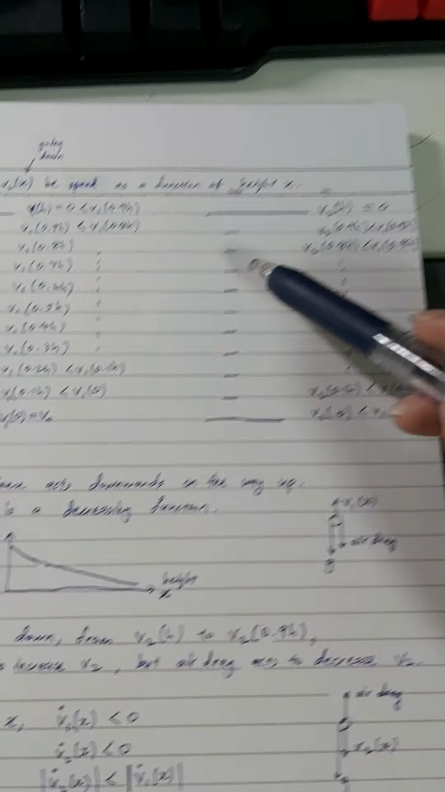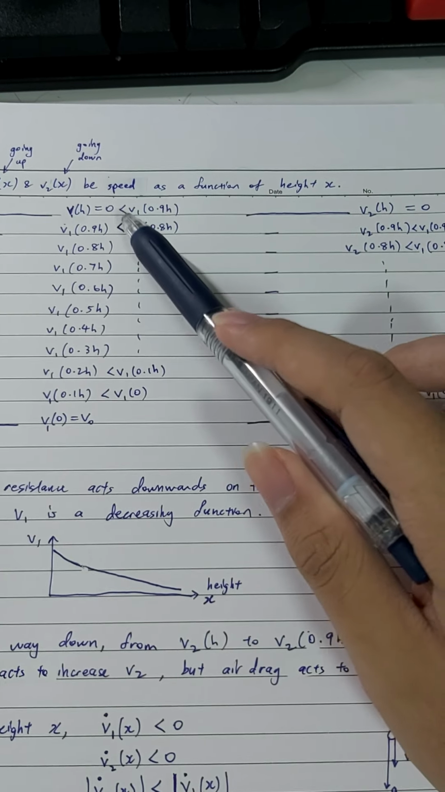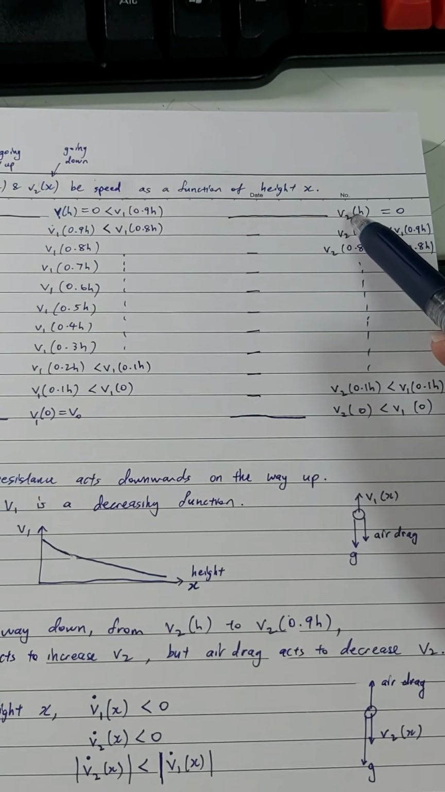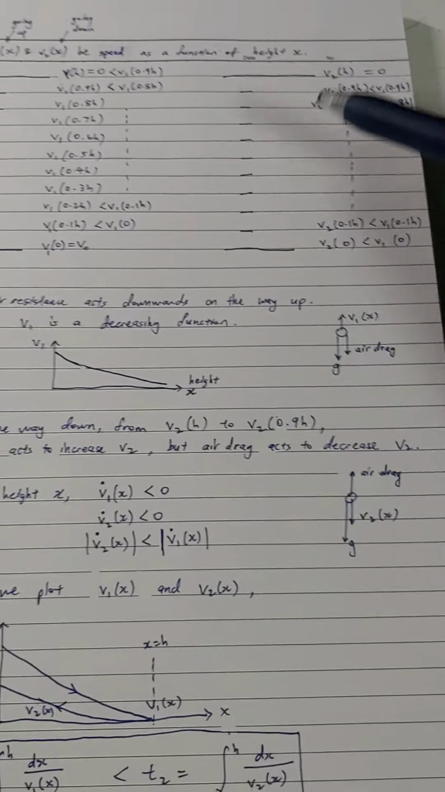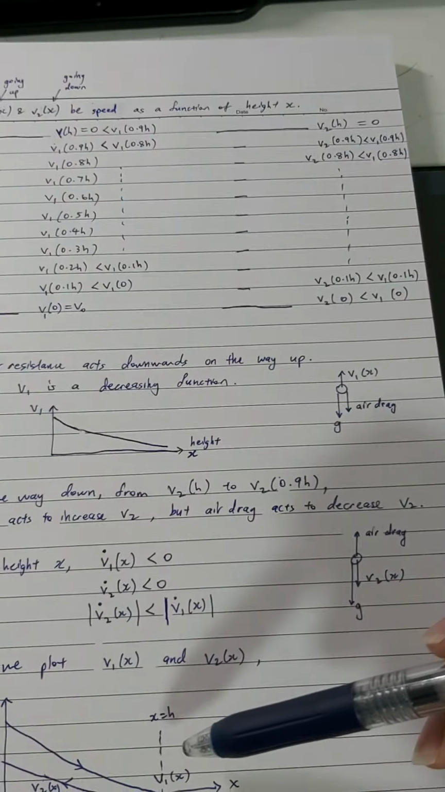This is because, let's start off from the top. We start comparing at the top. We know that at height h both of them are 0. So at height h both v1 and v2 are 0.